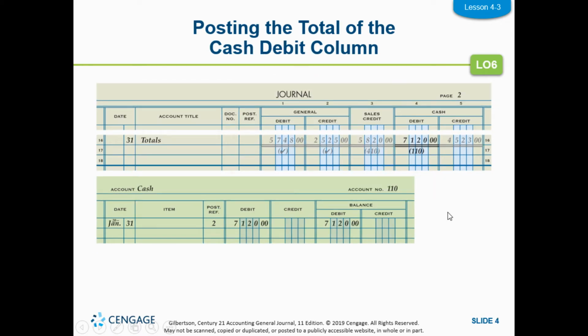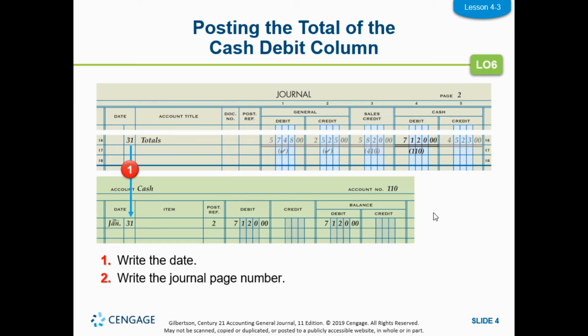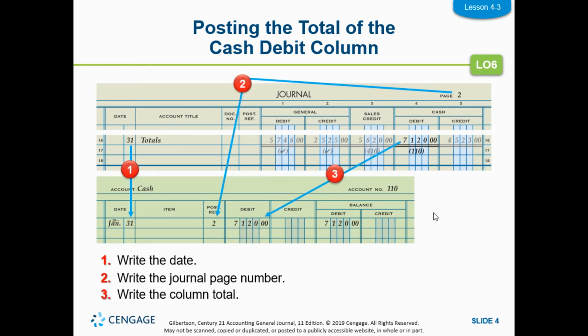Let's do another one. Posting the total of the cash debit column. Write the date. 5-step process again. Write the journal page number. Write the column total. Write the new account balance, 7120.